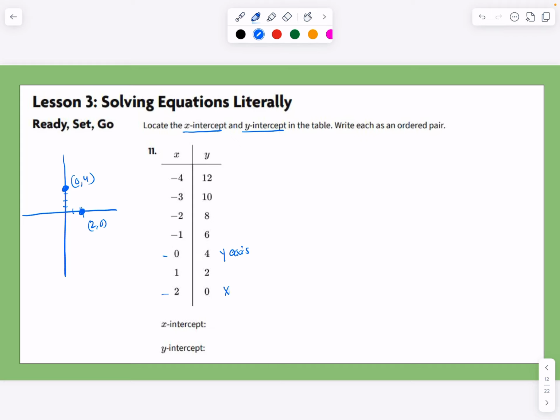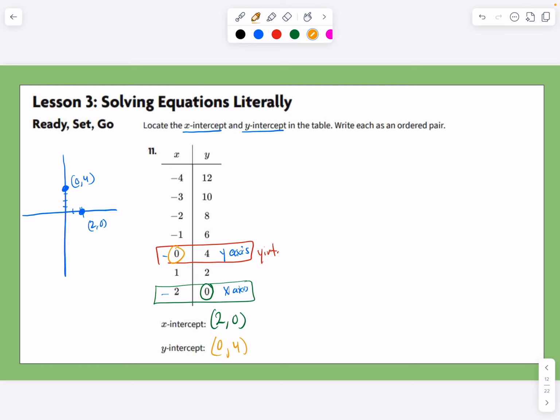And that's crossing the x-axis, right? So what does that mean? When x is 0, we're talking about the y-intercept. When y is 0, we're talking about the x-intercept. Okay, so in this case here, our x-intercept is going to be when y is 0. So we're going to be at 2, 0. And our y-intercept is when x is 0, so 0, 4.